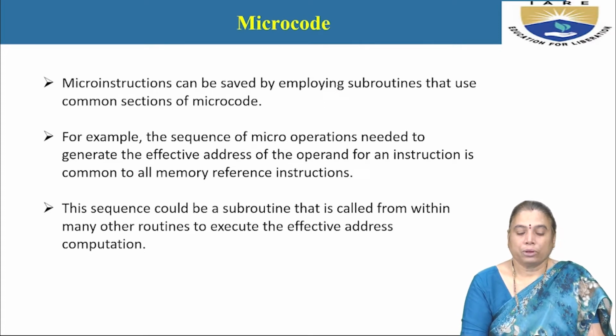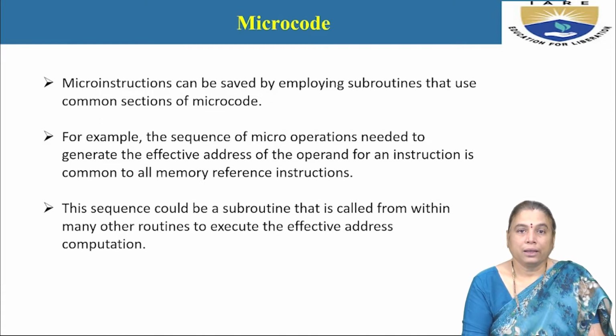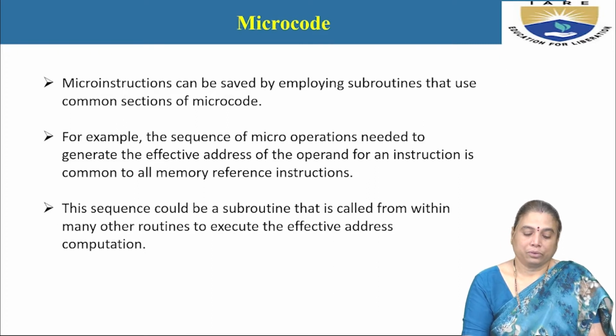What is microcode? Microinstructions can be saved by employing subroutines that use a common section of microcode. Whenever a subroutine occurs in the microprogram, the microprogram suspends the execution of the current program and serves the subroutine. The statements specified in the subroutine get executed in a sequence until the return statement. Whenever a return statement is identified, the main microprogram execution resumes.